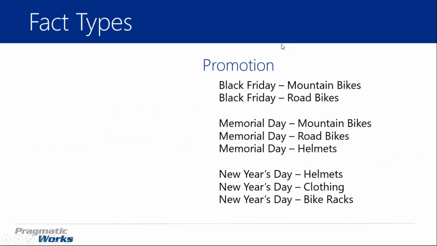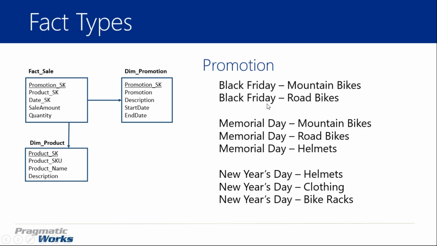Now we're going to get more into dimensional modeling and how this impacts you from a high level. Let's imagine that inside of your organization, you're selling a bunch of different products. That's what your business is, selling products. And you have a bunch of different promotions throughout the year: Black Friday, Memorial Day, and New Year's Day. A promotion can be for multiple products, like mountain bikes and road bikes, or mountain bikes, road bikes, and helmets, which are really categories, but this is just a quick example. And a product could have multiple promotions. A mountain bike has a promotion of Memorial Day, and it has a promotion of Black Friday.